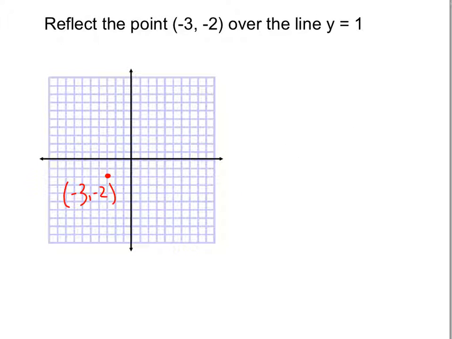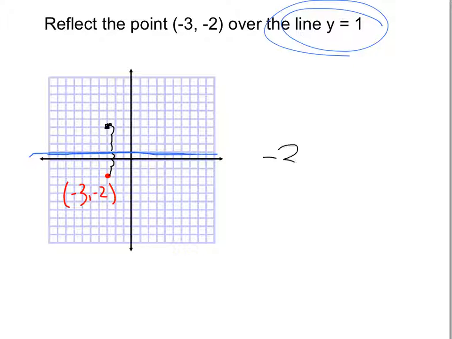Last one. Again, draw the line you're supposed to be reflecting over. So y equals 1 is this line right here, because everywhere on that line, y is 1. So the points (0, 1), (-5, 1), (4, 1), they're all on that line. From that point, I see how far it is from that line. It's 1, 2, 3, so I go 1, 2, 3 on the other side of that line. Now from the origin, I see where it goes. It's going left 3, so that's negative 3, and it's going up 1, 2, 3, 4, so positive 4.